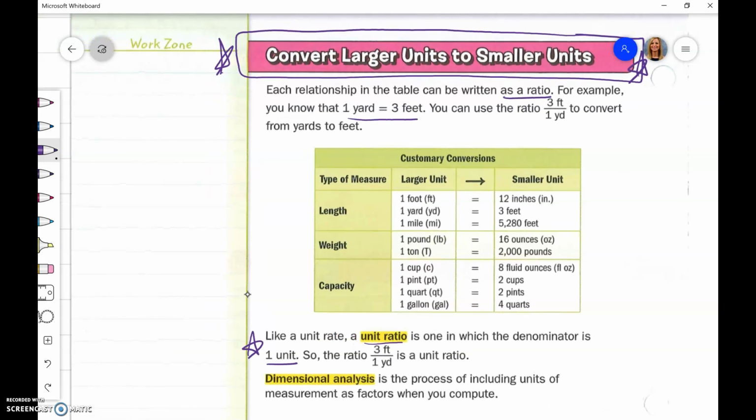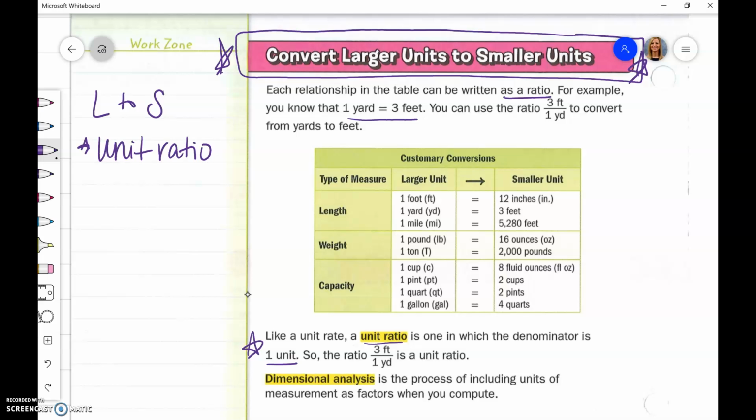So over on the side, what I want you to do is write L to S. That means larger to smaller. When we write from smaller to larger, we're going to write from S to L. So when we write from L to S, we know that we must write a unit ratio.